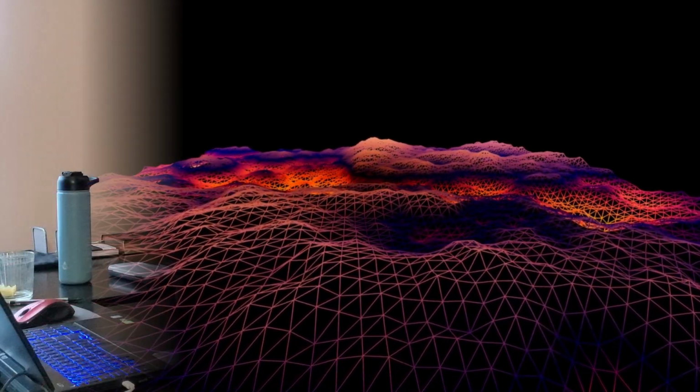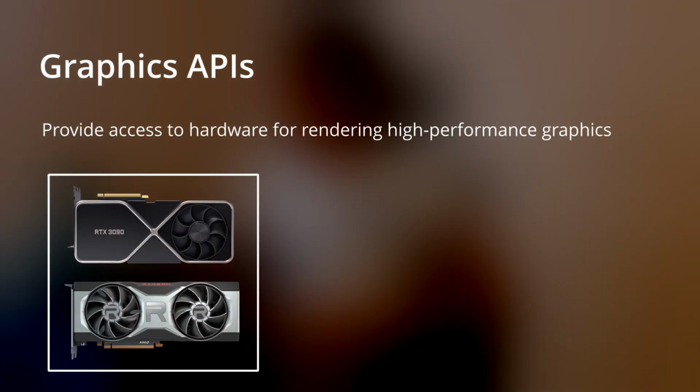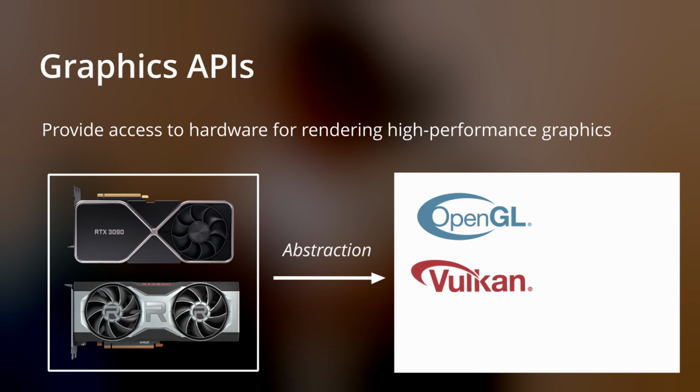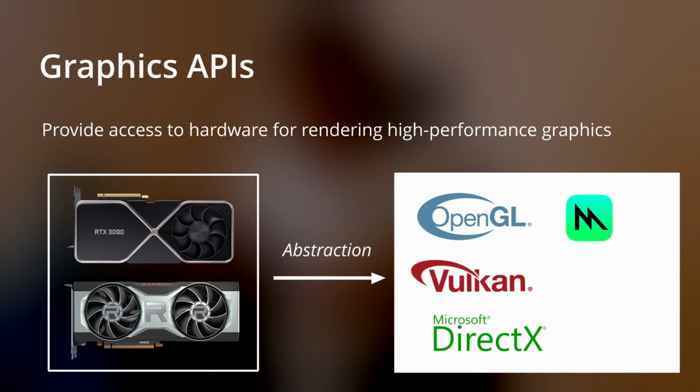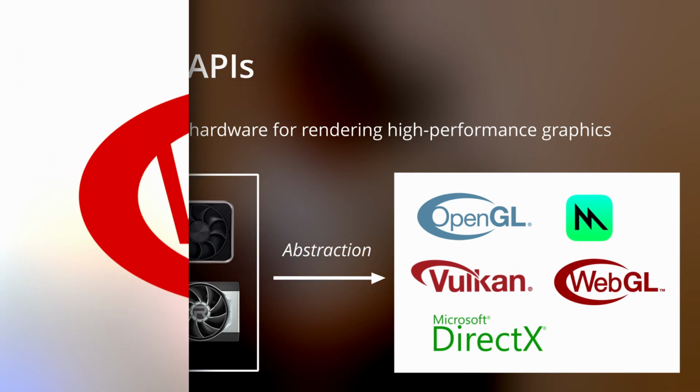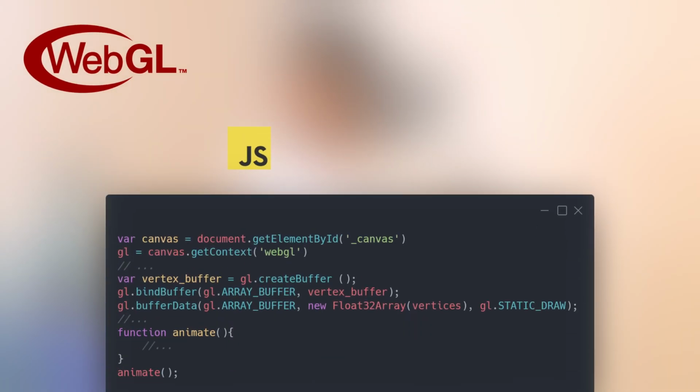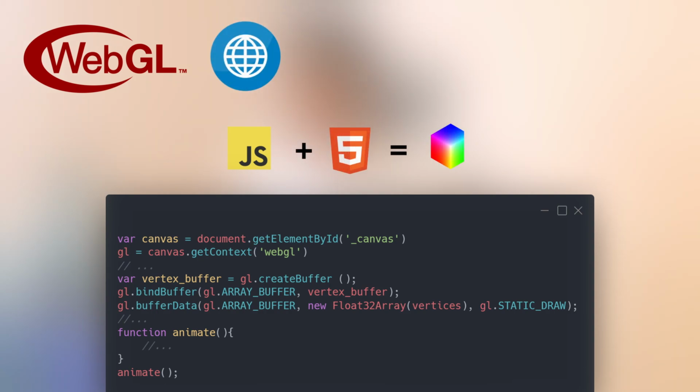Alright, so before we start coding, I just wanted to give a bit of a rundown about how graphics work, especially in the web. So let's start off with graphics APIs. Graphics APIs basically allow us to access hardware like GPUs for rendering high-performance graphics. Common APIs include OpenGL, Vulkan, DirectX, Metal, and our API of interest, WebGL. WebGL is a JavaScript API with a very similar interface to OpenGL that's used for the web and can be used in the HTML canvas component.